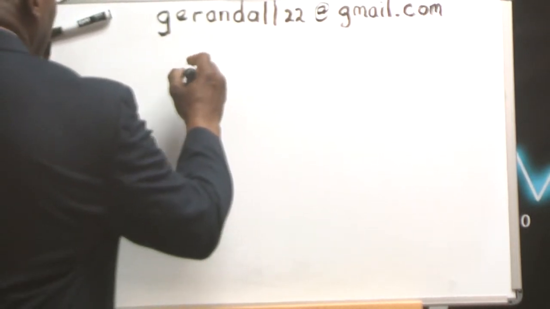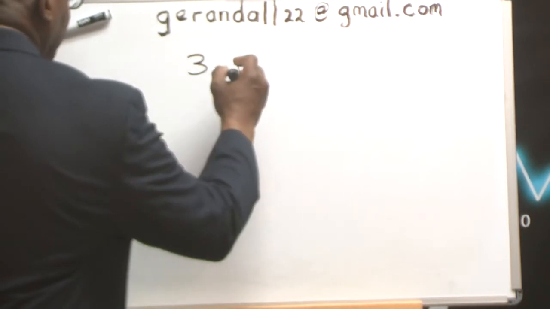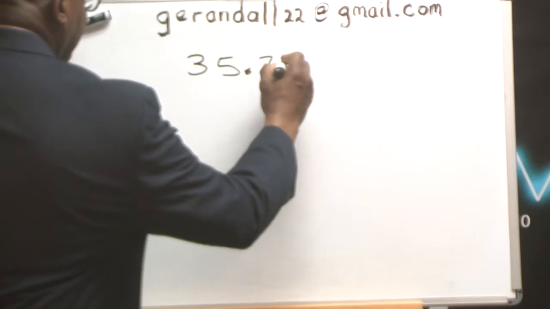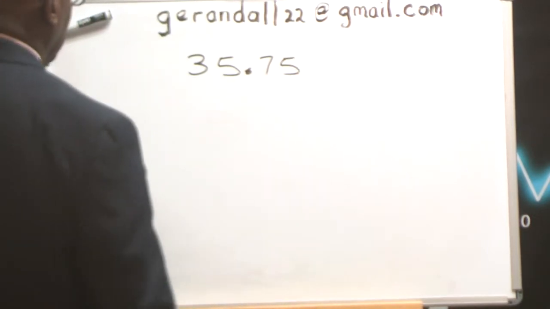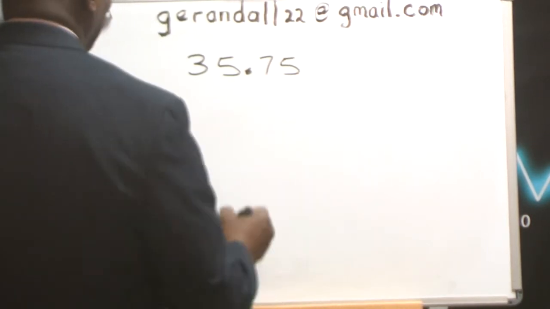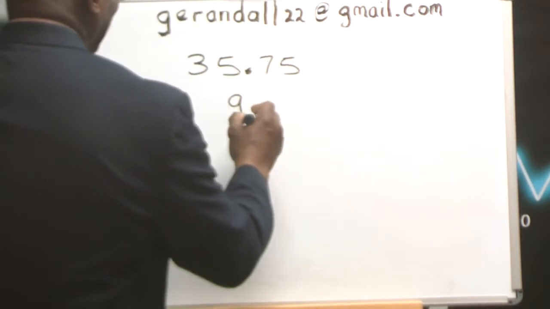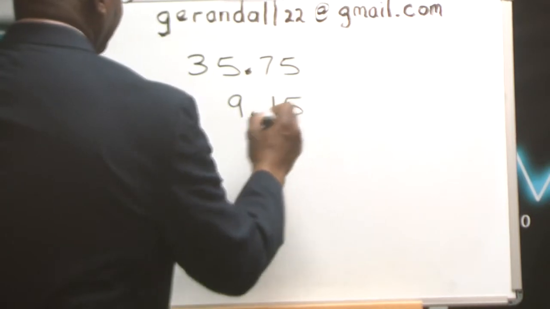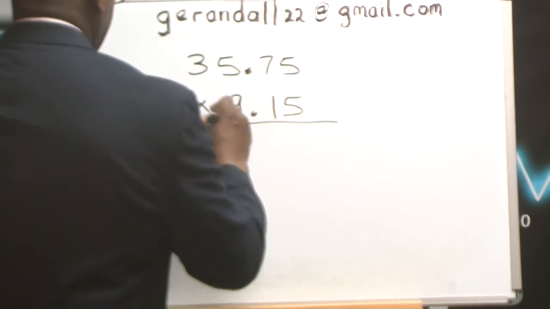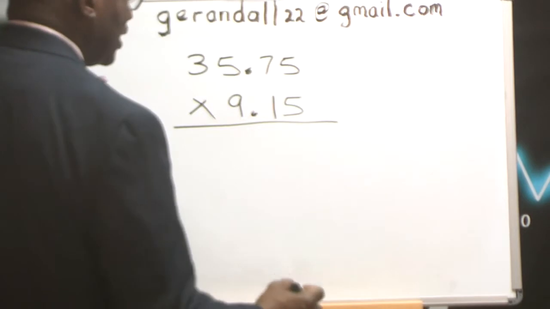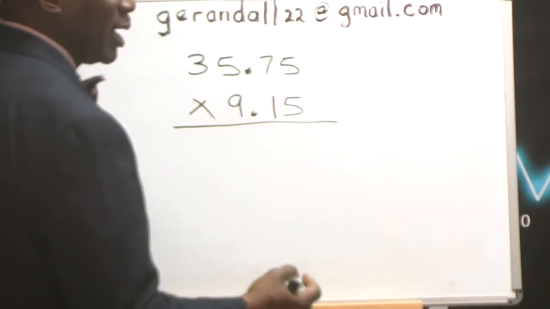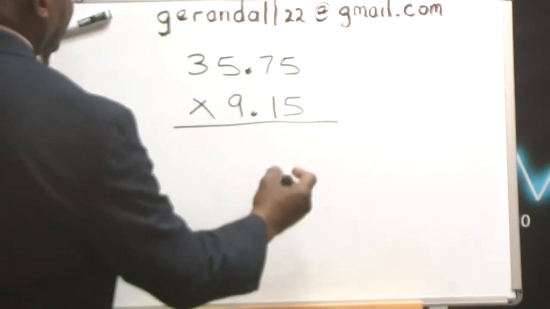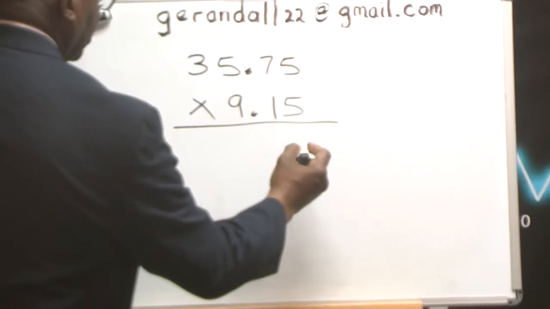Got some rules to remember now. Again, 35 and 75/100. And we're going to multiply by 9 and 15/100. The process is the same as multiplying whole numbers, okay? However, there'll be some rules that we have to look at.